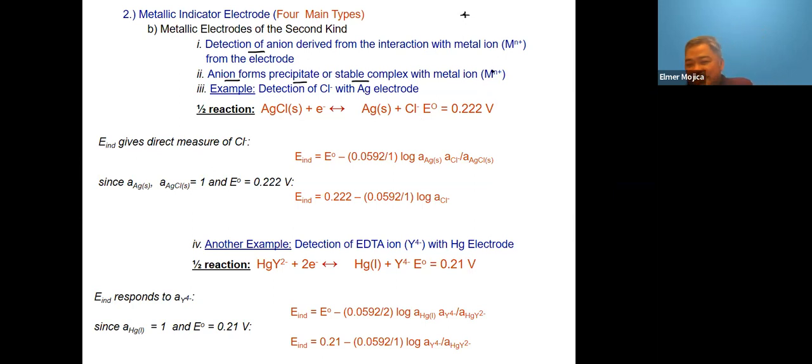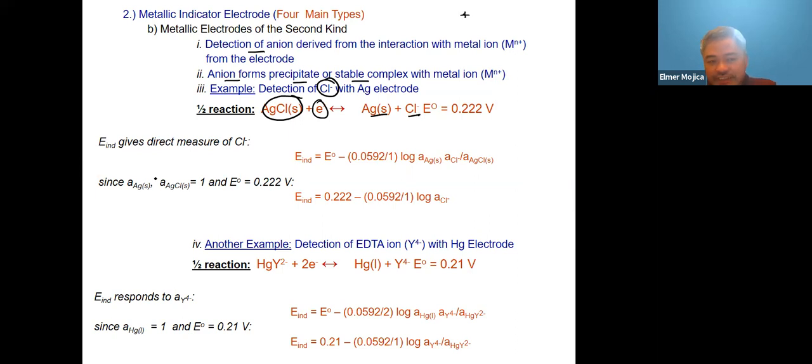So in your argentometric titration, what's the common ion that when you react with silver ion, it will give you a precipitate? So usually it is the chloride, right? So meron kang, let's say, a silver electrode here, and it can detect yung chloride. So yan yung metallic electrodes of the second kind. So if you're going to look at the reaction, so if you have silver chloride reacting with an electron, mag-produce yan ng silver metal tsaka chloride.